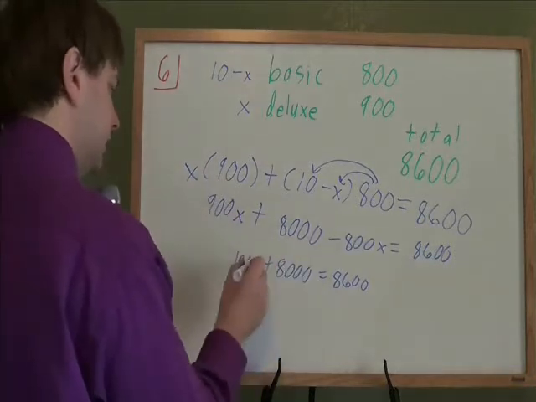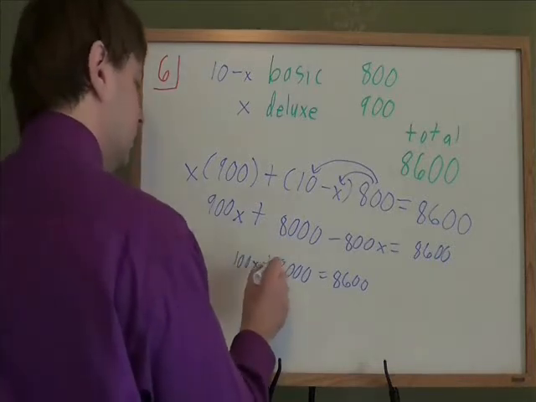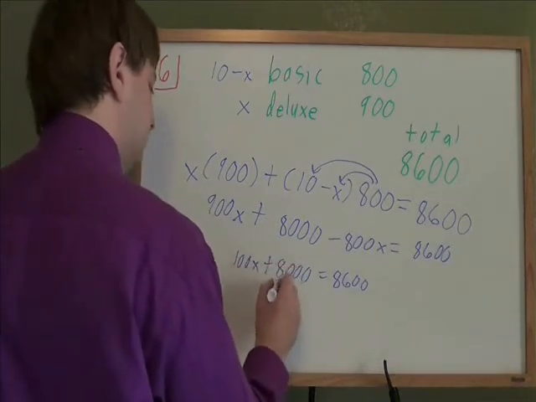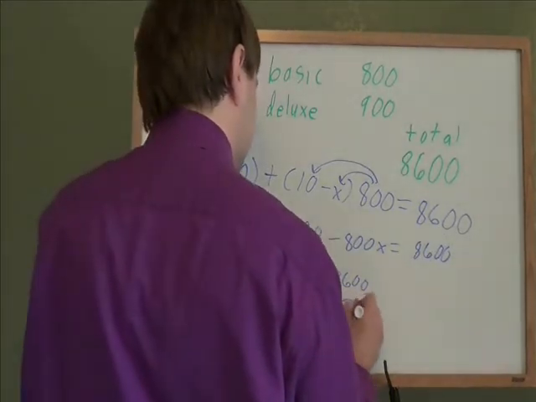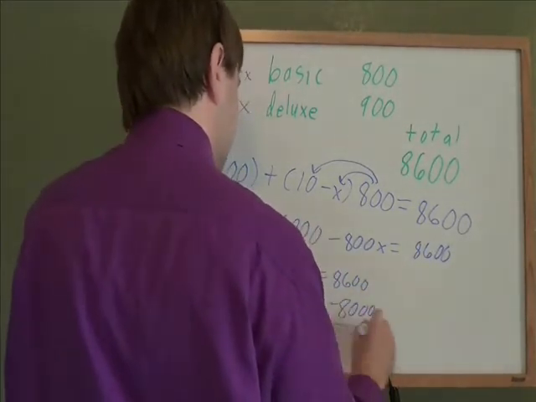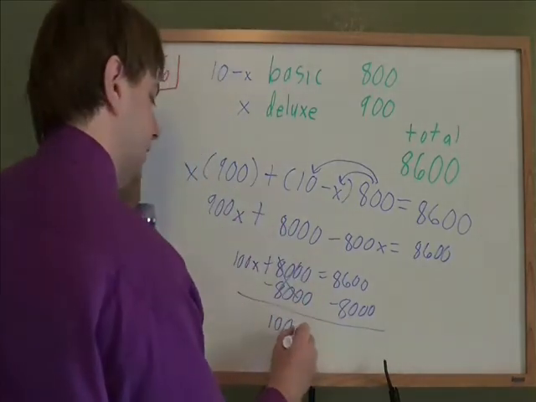Now we just have 1x, so we need to use our usual get x by itself steps. So if we've got a plus 8,000, we will use minus 8,000 to get rid of it. 8,000 minus 8,000 cancels out. We still have 100x on the left side.